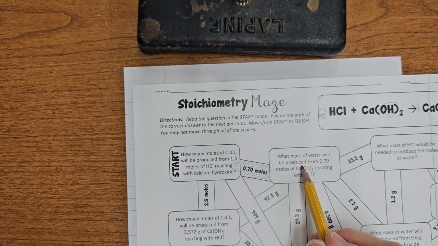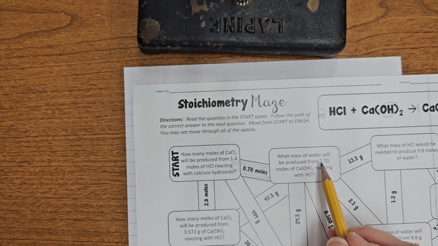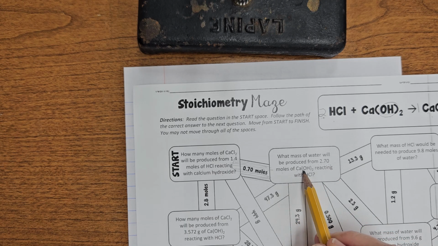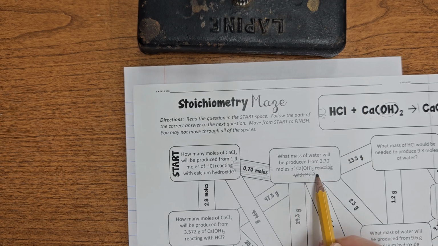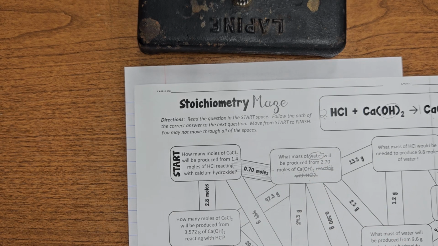This must be our second problem. What mass of water will be produced from 2.70 moles of calcium hydroxide reacting with hydrogen chloride? Please notice that we don't actually need to do anything with the hydrogen chloride. You can ignore that. We're starting with calcium hydroxide and we're going to water, and we can ignore everything else.